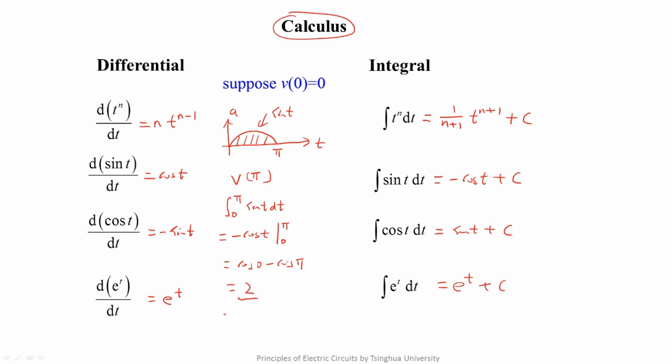Here is a question for you. The acceleration of an object is like this. If the initial speed of it is 0 and the initial displacement of it is 0, then what's the displacement of it at t equals pi? Please think about it.